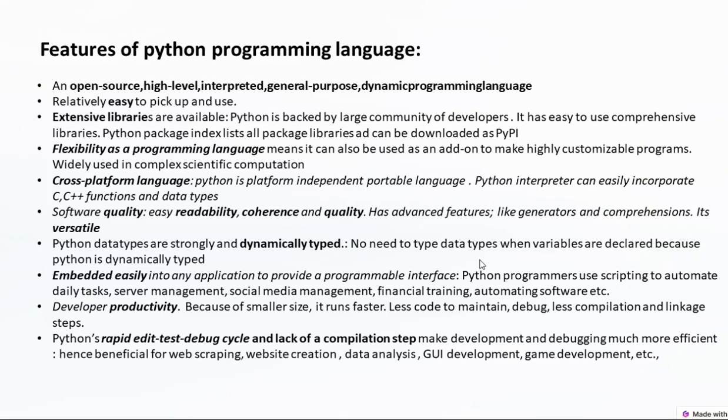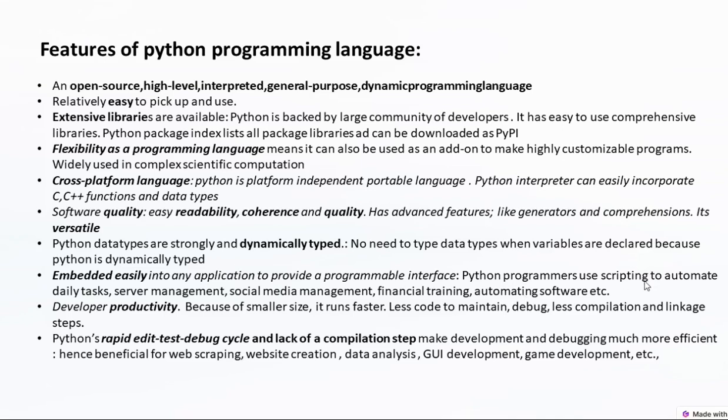Python data types are strongly and dynamically typed. In the sense that whenever we are declaring variables, we do not have to specify the data types, unlike in C or C++. You can directly use the variables without declaring them, and hence Python is called dynamically typed. It's embedded easily into any application and therefore provides a programmable interface.